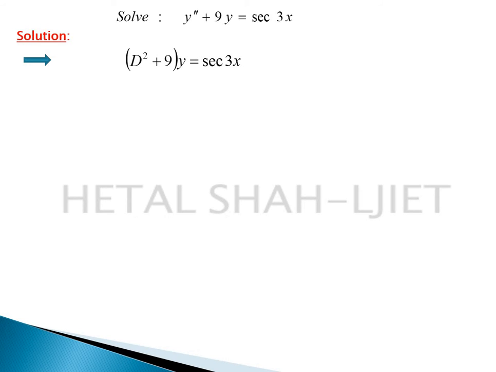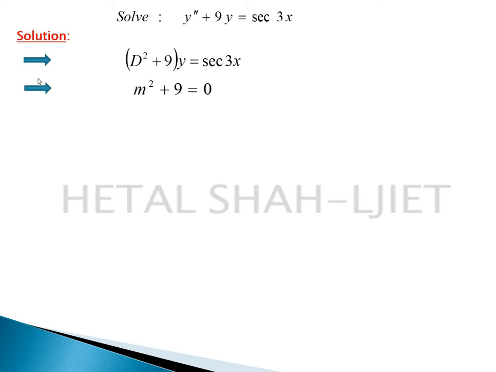Okay, so let's start with the example. Our given differential equation is the second order ordinary differential equation y double dash plus 9y equals sec 3x. We put y double dash as D square. This capital D is the differential operator, that is d by dx. So we can write it as D square plus 9 into y equals sec 3x.